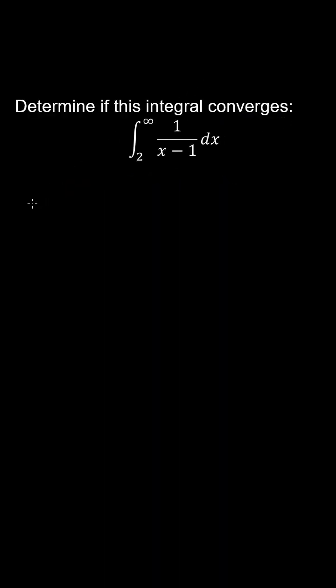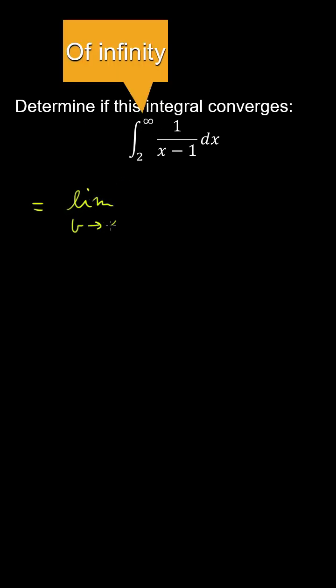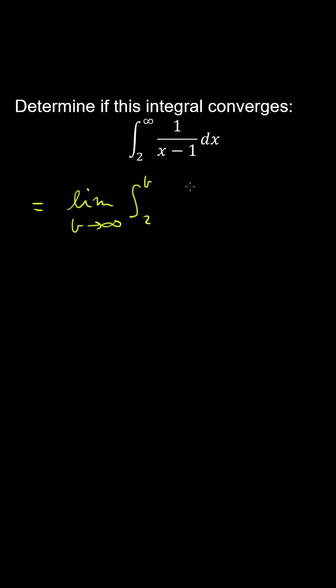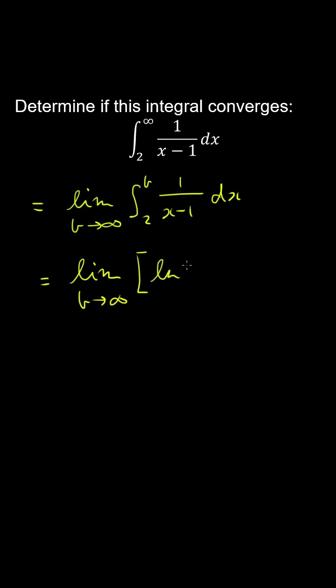Let's determine if this integral converges. So we have an improper integral because we have a limit of integration that's infinity. So we take the limit as a dummy variable goes to infinity and replace the limit of integration with that dummy variable. And we evaluate that integral and then take the limit. So using u substitution, you'd obtain the following result when you evaluate that integral. So we have the natural log of x minus 1 evaluated from 2 to b.